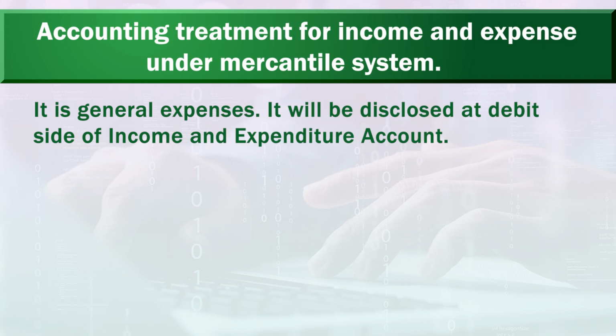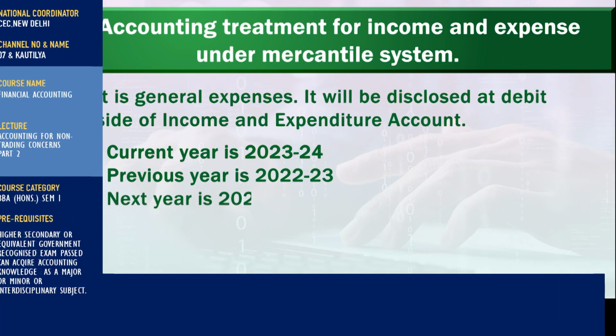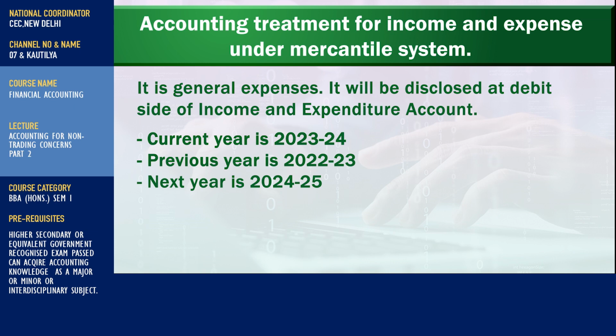It is general expenses. It will be disclosed at debit side of income and expenditure account. Current year is 2023-2024. Previous year is 2022-2023. Next year is 2024-2025. Let us see its disclosure.